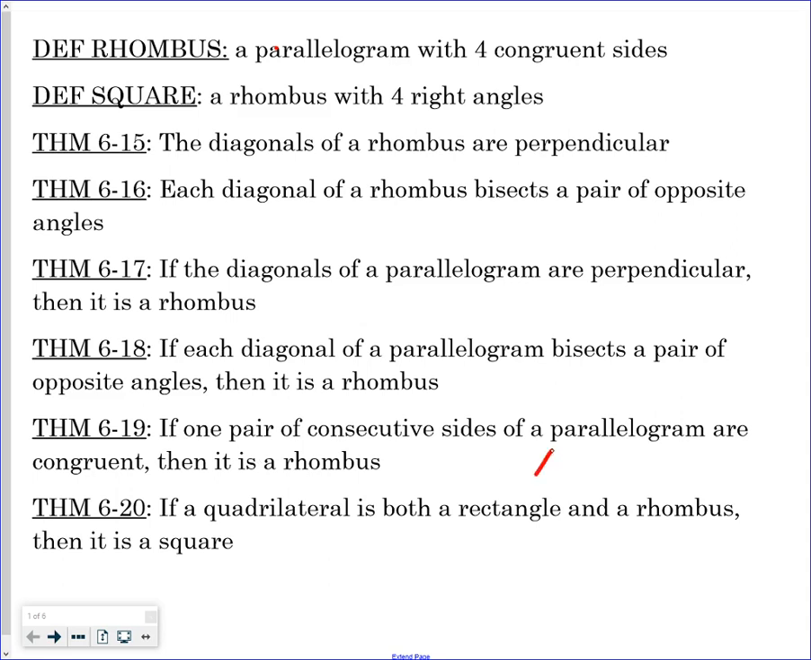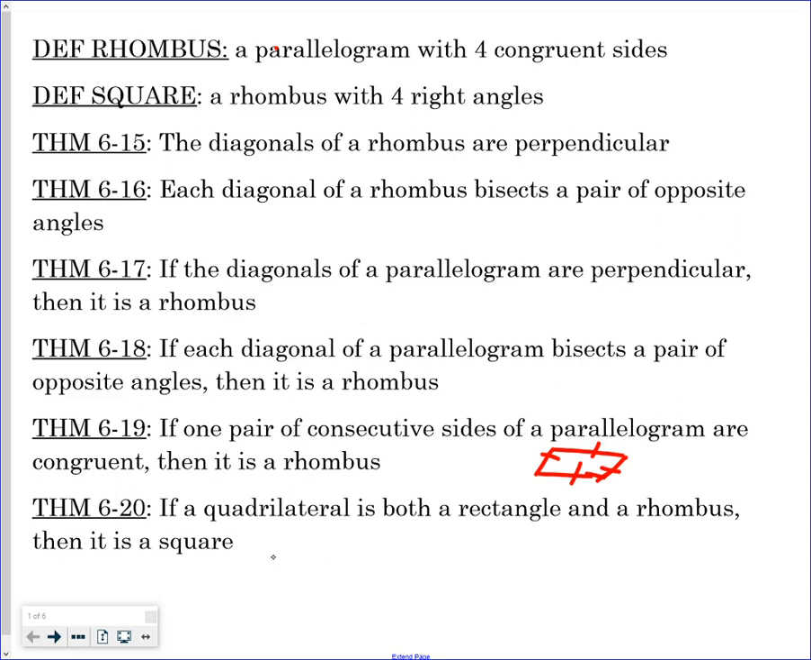Let's think about that. If I have a parallelogram and a pair of consecutive sides are congruent, right? A parallelogram by its properties says the opposite sides are congruent as well, right? So this is congruent to this, and then this is congruent to this, but since they're the same, then they're all the same. If all 4 sides are the same, then it's a rhombus. It's only a square if all 4 sides are the same and all 4 angles are right angles. It's got to be both to be a square, okay? So then 6-20 says if a quadrilateral is both a rectangle and a rhombus, then it's a square, okay?